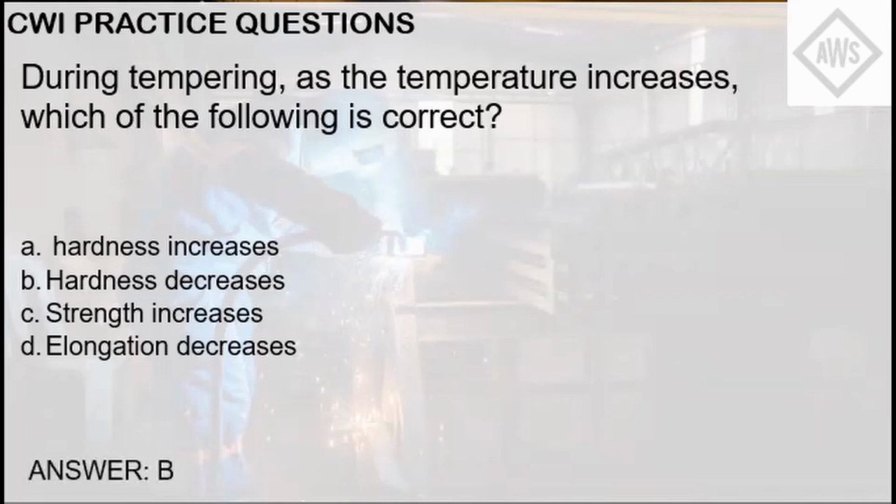So of course, the hardness will not increase if the temperature increases, because hardness increase will normally happen if rapid cooling of the metal occurs, and that goes with strength also, because the strength of the metal and its hardness are almost synonymous with each other. If the strength of the material increases, that goes with hardness as well. So letter D is false, because the elongation will not decrease. If the temperature increases, the thermal expansion of the metal will also increase, so the elongation will not decrease. So the answer here is letter B.